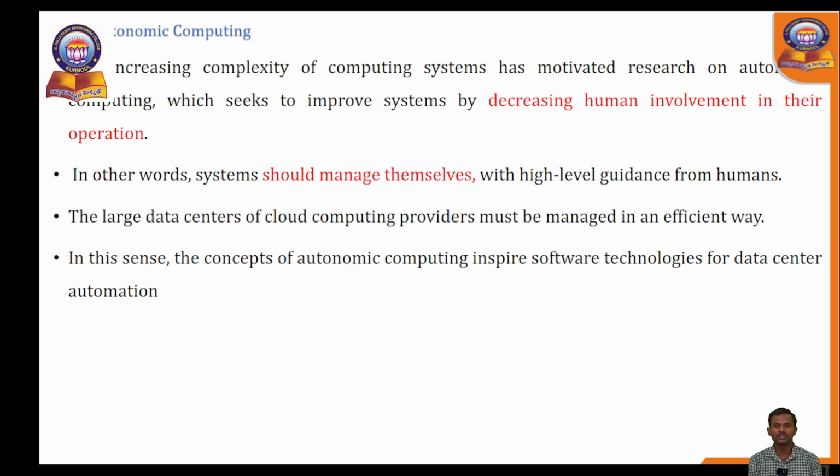Systems should be designed in such a way that they can operate on their own, with high level guidance from humans. The large data centers of cloud computing providers must be managed in an efficient way. So in this sense, the concept of autonomic computing inspires software technologies for data center automation. So all these are the roots of cloud computing.